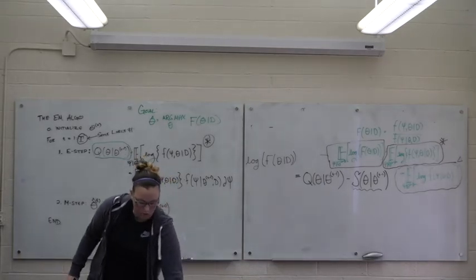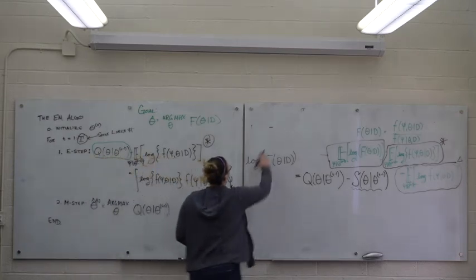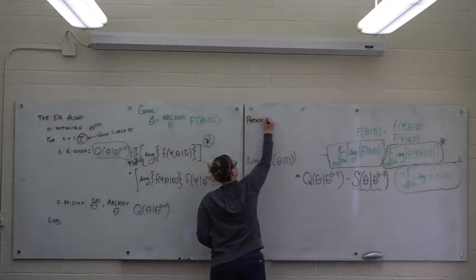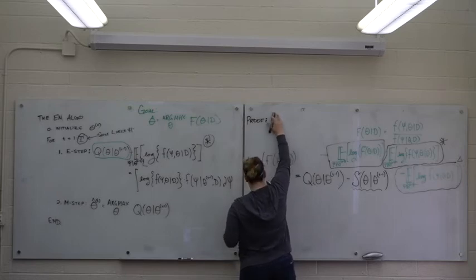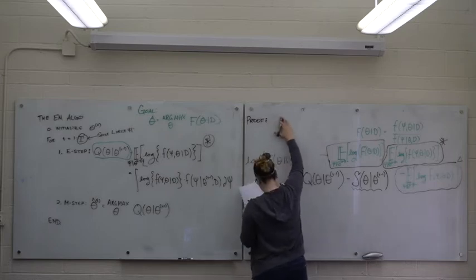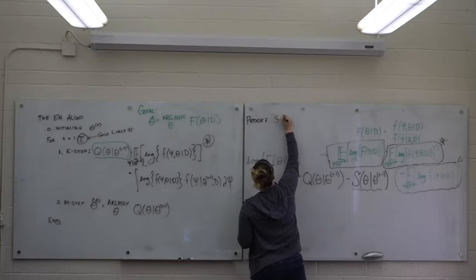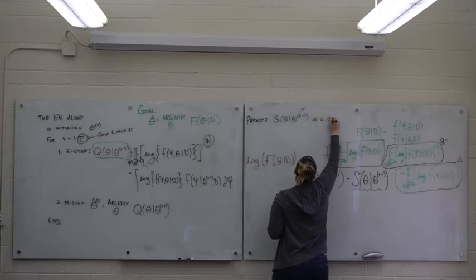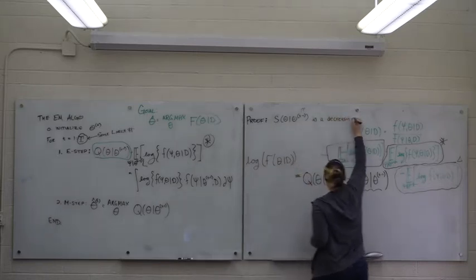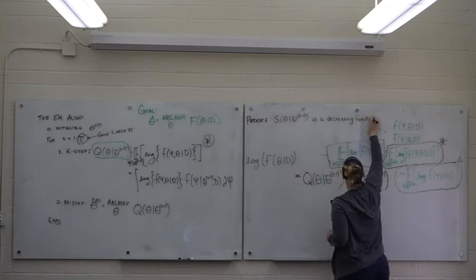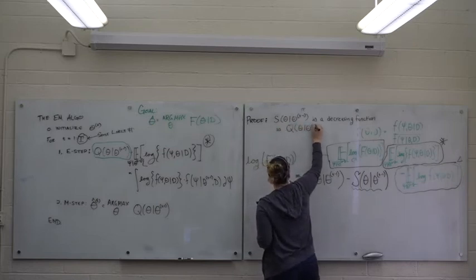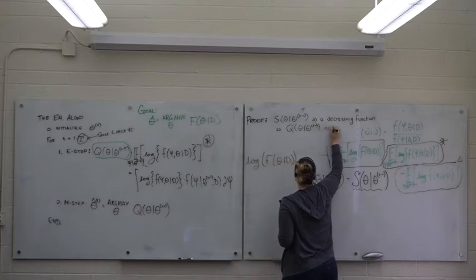Alright? So let's get started on trying to prove that this S of theta decreases as Q of theta, theta t minus 1 increases.